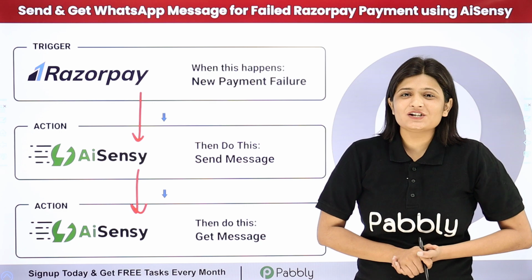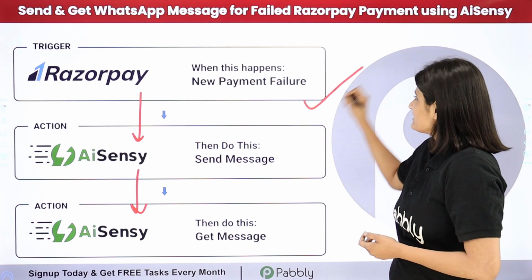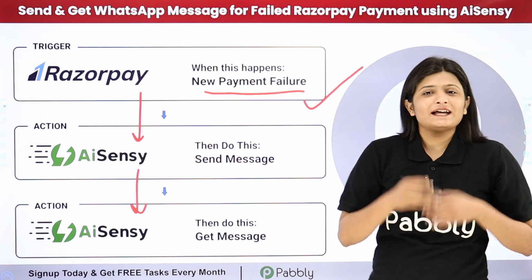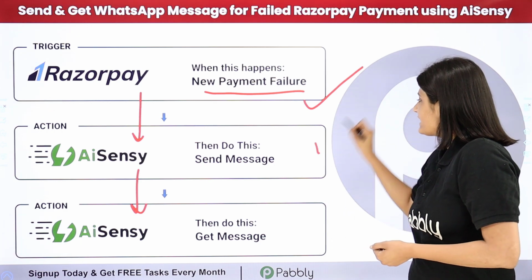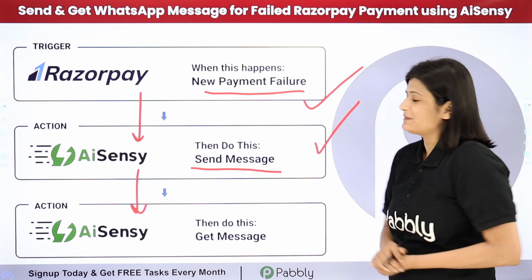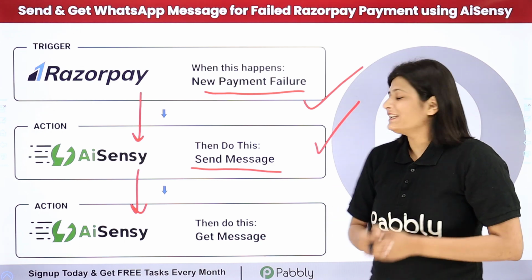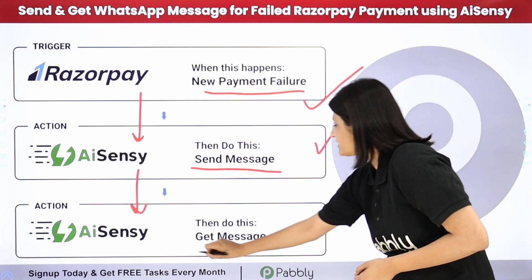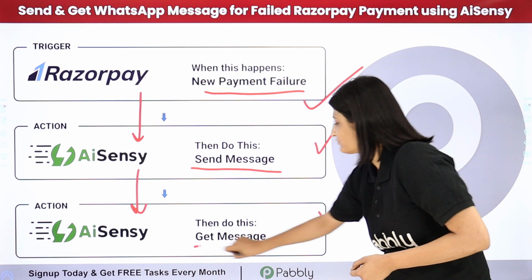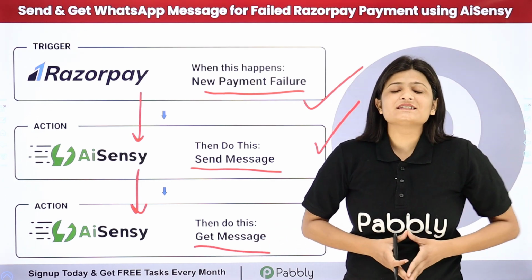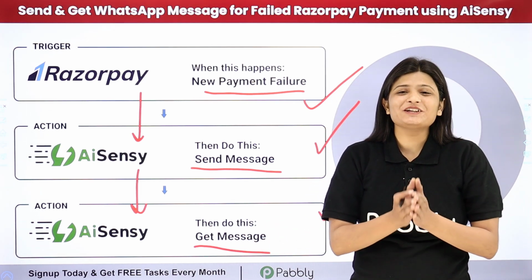Here as my trigger application, I am going to take Razorpay where this payment failure will happen, and then in my action application I am going to take AiSensy with the help of which I am going to send message to my customer, and then again AiSensy with the help of which I am going to receive the WhatsApp message giving me the details of this customer. If you want to learn this amazing automation step by step, then let me take you all to my screen.